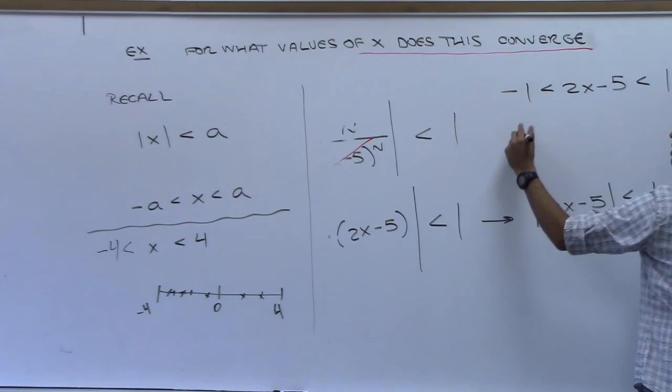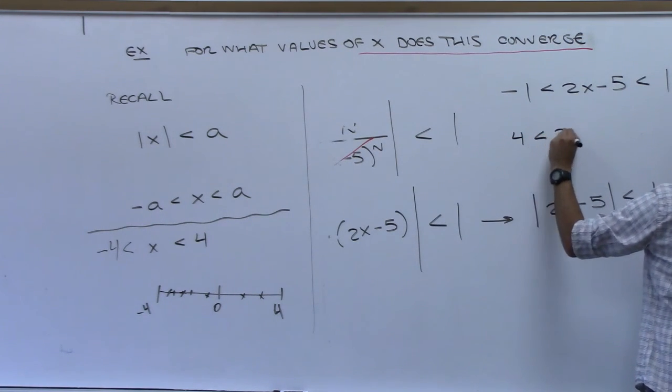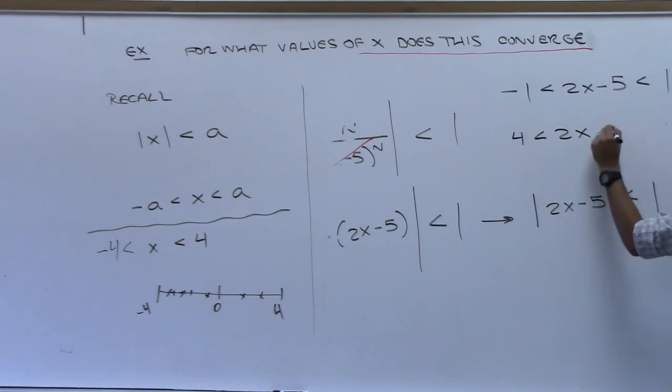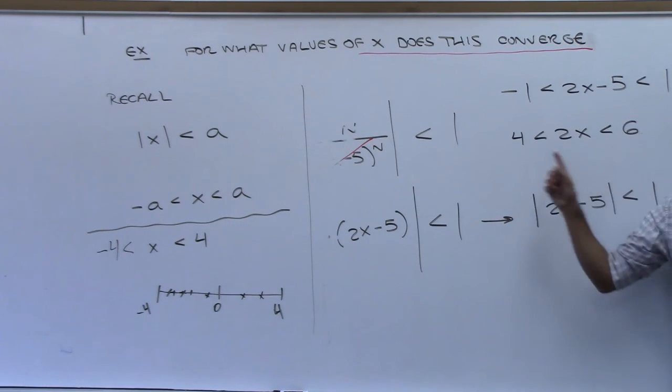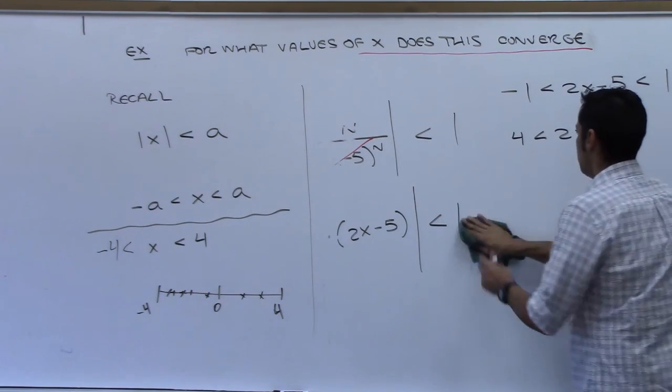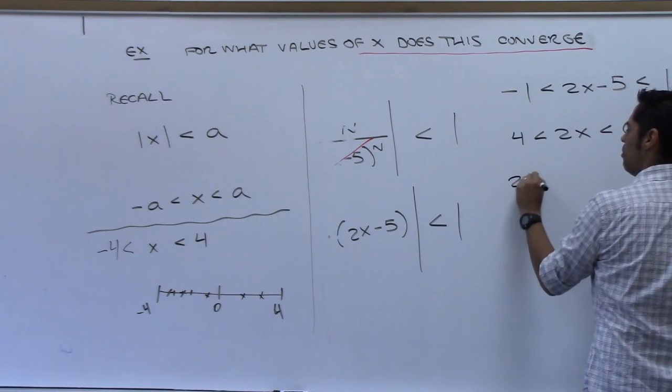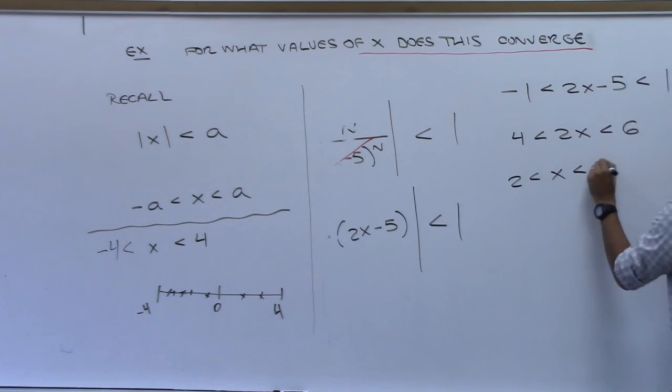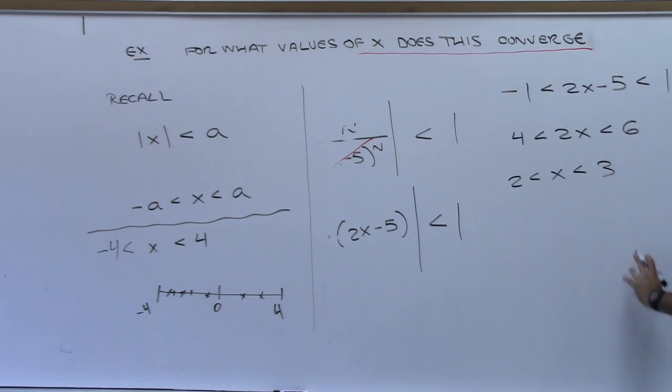So add 5 here, you get 4 less than 2x. Add 5 over here, you get 6. Y'all got it? Divide by 2. When you divide inequalities by numbers, you have to be careful, because if you divide by a negative, it flips, but we're dividing by 2, so it doesn't flip. So 4 divided by 2 is 2, and x less than 3. That's it. So it's between 2 and 3.